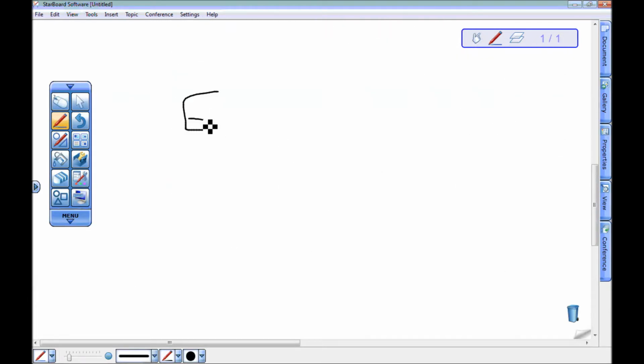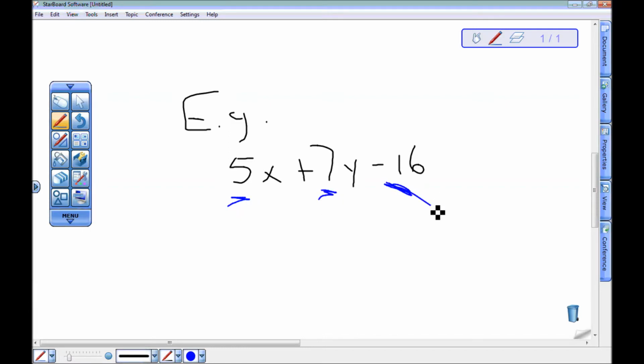So just a quick example, 5x plus 7y minus 16 is an algebraic expression. Why? Because it's numbers, like 5, 7, and 16, combined with operations: here multiplication, here addition, and here subtraction, and that's enough. I've got numbers, or constants, I've got variables, and I put them together with these operations.